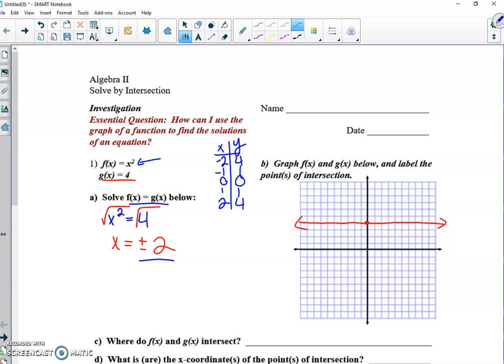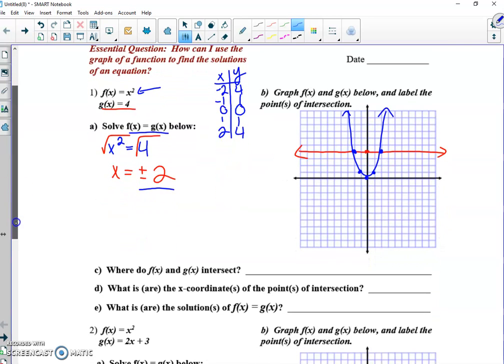So we got the points negative 2, 4. Negative 1, 1. 0, 0. 1, 1, and 2, 4. And so this is a parabola, right? A quadratic parabola, like that. Okay, and so you can see where they intersect. They cross at 2, 4, and negative 2, 4. Those are the 2 points where they intersect.